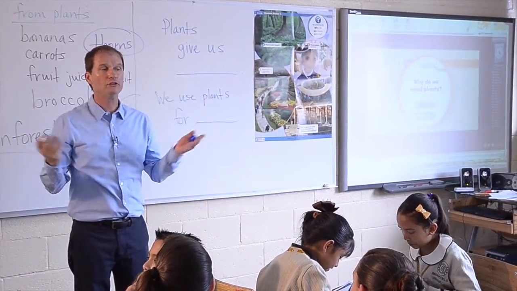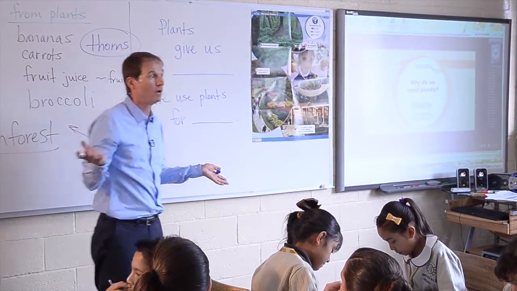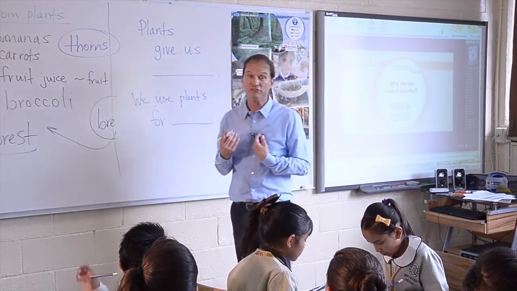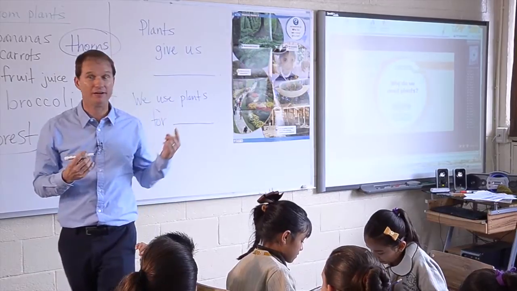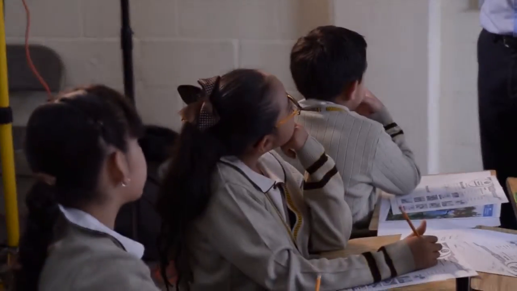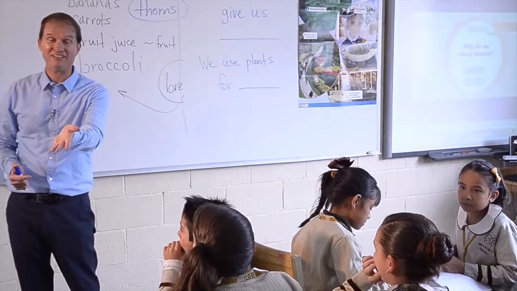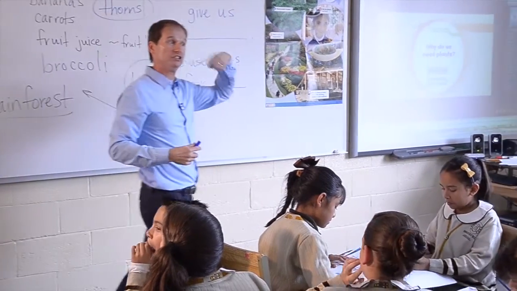So my question is, why does a cactus have thorns? So that's a question I have. And maybe we could find out. Yes? Because they protect from danger. They protect us from danger. Good. Okay, so you already have an answer. But this is a question that I have.